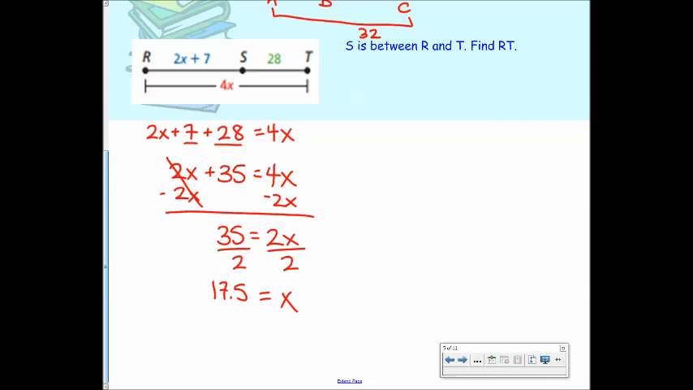I have to plug it in, but to which one? To X. To this one? That would give me RS. Oh, no, to 4x because I want to find RT, which is the whole thing. So I'm going to do 4, and then there's no sign, so what kind of math am I doing? Multiplication. So I'm doing 17.5 times 4, which is going to give me 70.